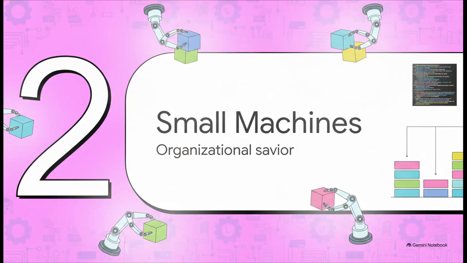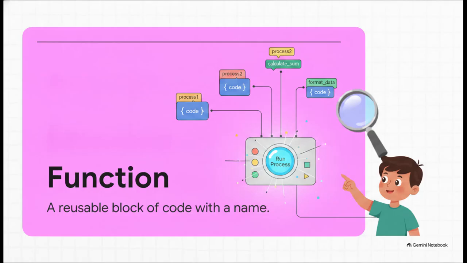Section 2, functions as small machines, your organizational savior. There is a way better way to organize our programs so we never, ever have to hunt down pasted errors again. And that magic solution is the function. A function is simply a reusable block of code that has a name. So instead of writing the same logic over and over, we pack that logic into this one block.